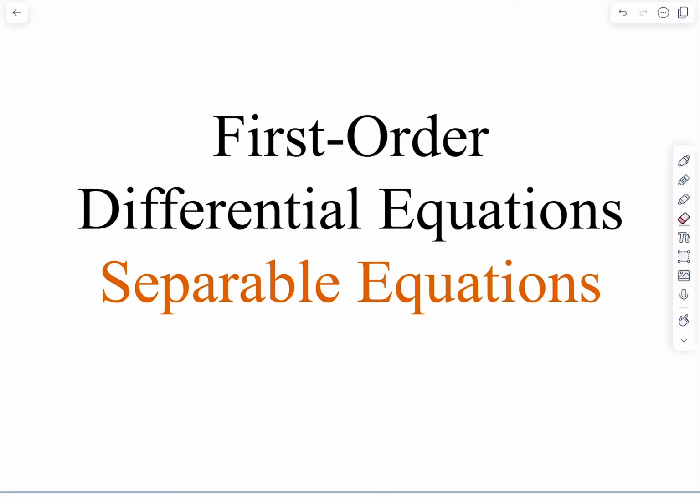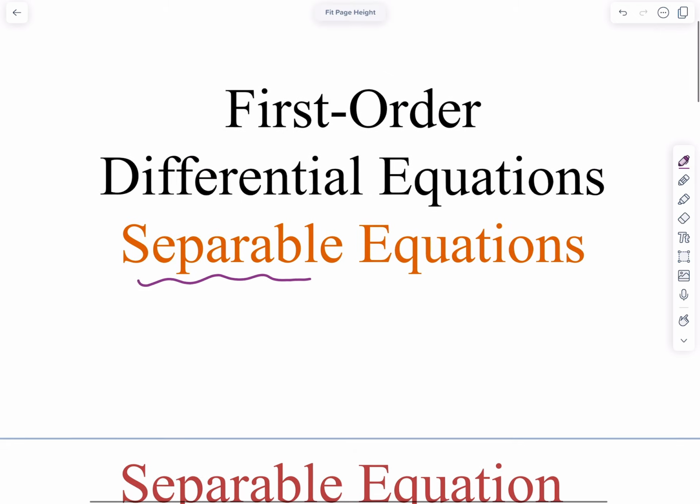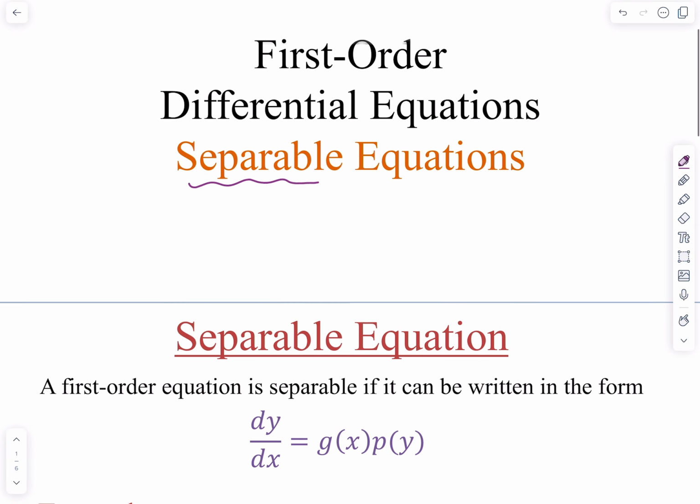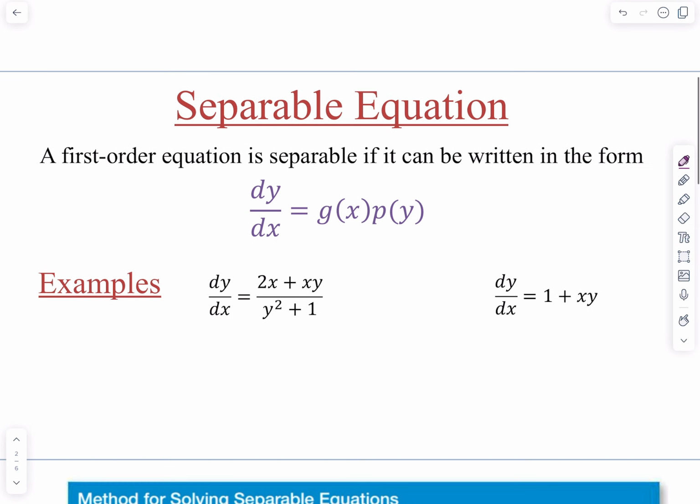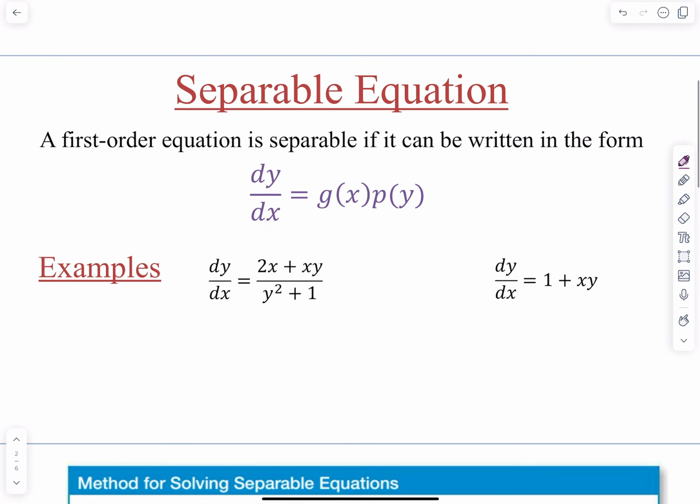In this video, we are going to talk about first-order differential equations that are what we call separable. Let's see what a separable differential equation is. A first-order equation is separable if it can be written in this form: dy/dx is equal to a function of x multiplied by a function of y. So this is the product of these functions.